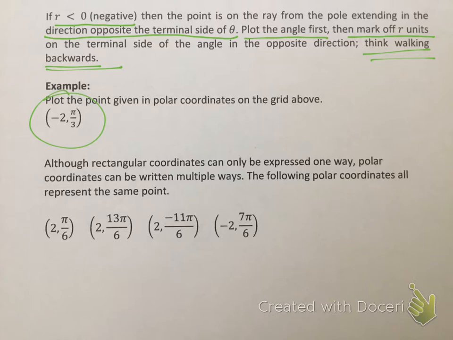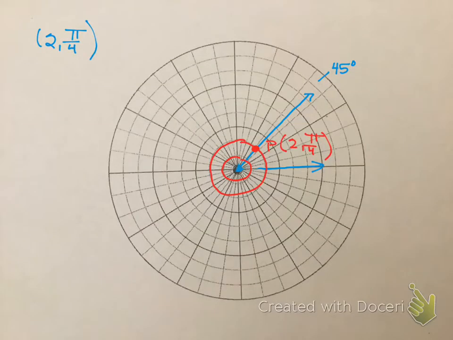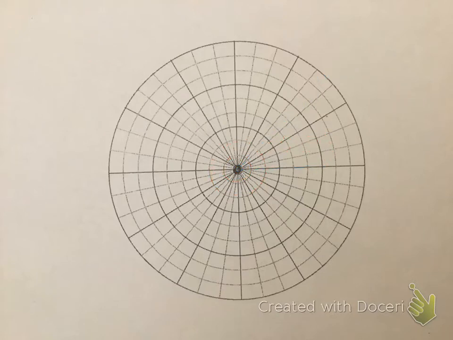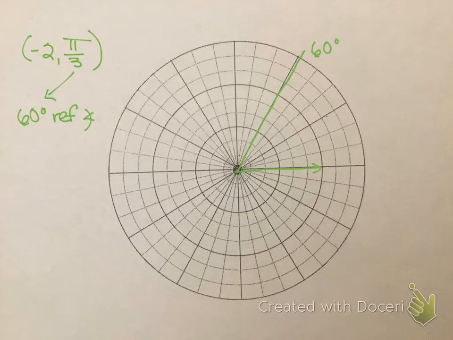So let's go back a couple pages and let's graph our point, which is negative 2, pi over 3. I know that this is a 60-degree reference angle because that's a 3. So that means that my angle measure, all right, there's the terminal side, the initial side. Here would be the terminal side of my angle.